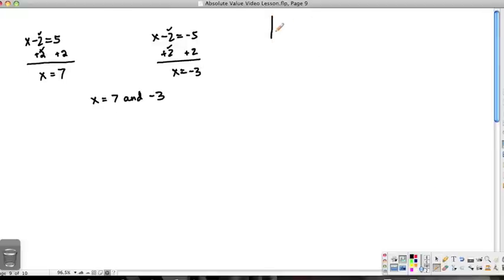So let's find out what that means in terms of our equation. Our equation was the distance of x minus 2 from Eckert's house equals 5. So let's plug those numbers in, and we'll use a different color to do that. 7 minus 2 equals 5. Does 5 have a distance of 5 from Eckert's house? Sure does.